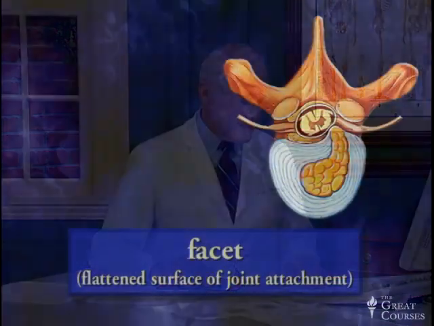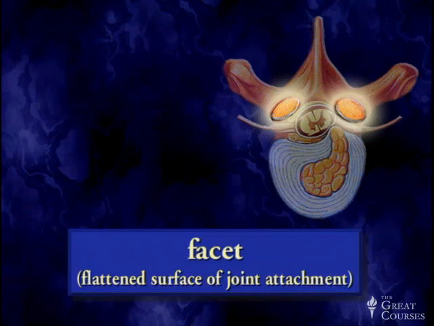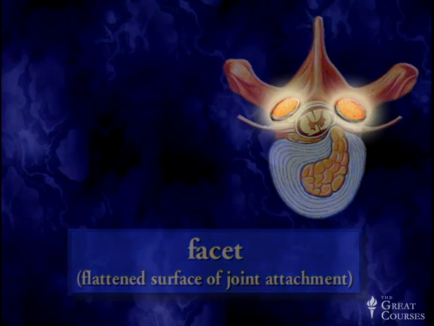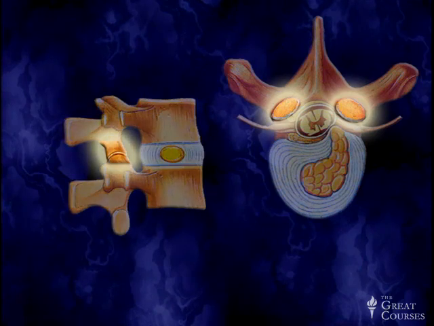There are facets, which are flattened surfaces where two bones join together. And we see these facets here, especially in the vertebral column. So this is the upper facet, which would join the facet of the one above it. And here you can see the junction of the two facets, the upper and the lower.